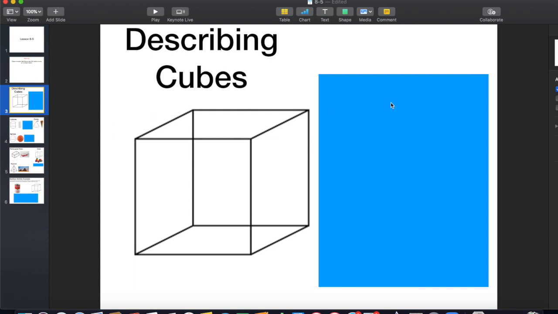So take a minute and think to yourself, what do you notice about this cube? And you can always pause the video while you're thinking, and then you can hear my think aloud.